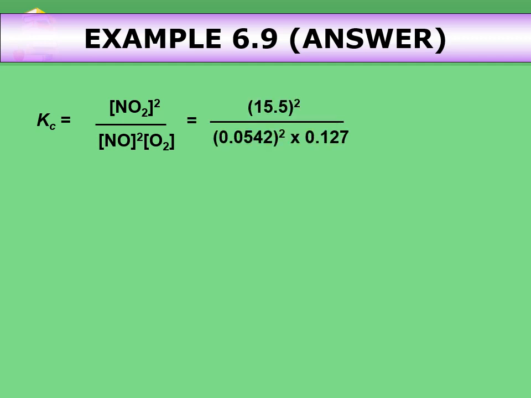Let's write this down in your page 171. The Kc expression is concentration of NO2 to the power of 2 divided by concentration of NO to the power of 2 times concentration of O2. This gives you 1 mark. Equals 15.5 to the power of 2 divided by 0.0542 to the power of 2 times 0.127. All these three values are given in the question, and you have to substitute the concentration of each species from the balance equation. And you get the final answer, 6.44 times 10 to the power of 5 per molar.